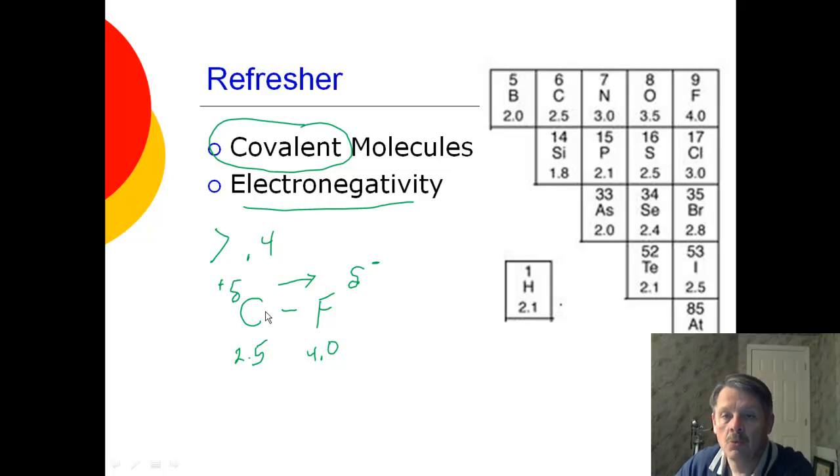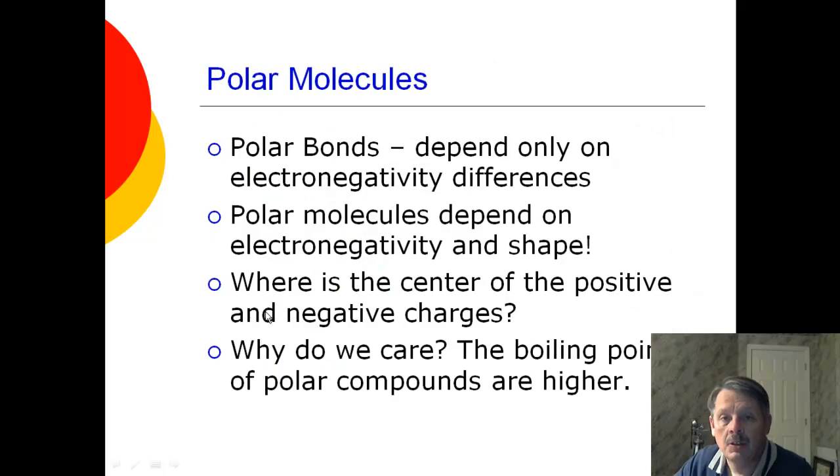Okay, so remember that is the concept of a polar bond, where the electronegativity difference in the bond is greater than 0.4. The question is, how do we know if we have a polar molecule? Well, for bonds, we only cared about the electronegativity differences. But for molecules, we care about the electronegativity differences and the shape. Because we can have polar bonds, but yet the molecule is not polar. And we'll give some examples of that.